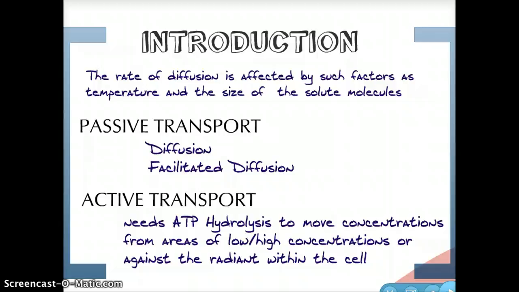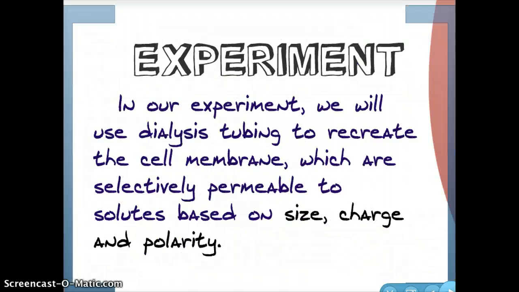Conversely, active transport uses a source of energy such as ATP hydrolysis to move solutes from areas of low to high concentration, or against a concentration gradient, within the cell. Our experiment today is to use dialysis tubing to recreate the cell membrane, which is selectively permeable to solutes based on size, charge, and polarity.